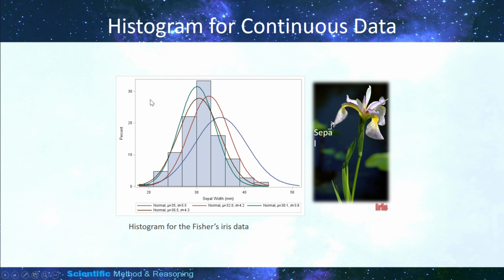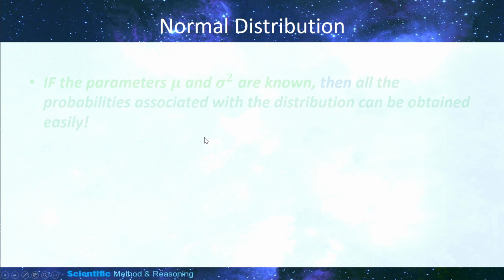And what we are going to do is assume that the data, the sepal width of the iris, actually follows a normal distribution. But which normal distribution should we use to represent the distribution of the sepal width of the iris? For example, the green one with mean 30 and sigma equal to 3.8 matches the peak very much, and the blue curve doesn't seem to fit the data very much. So in general, we use a normal distribution. We assume that the population follows a normal distribution.